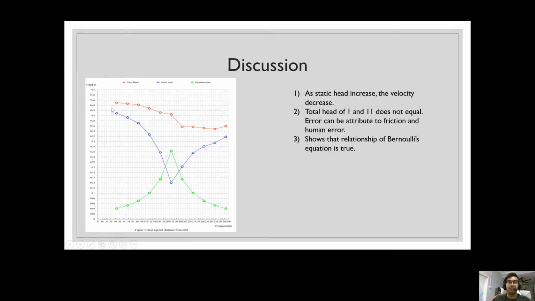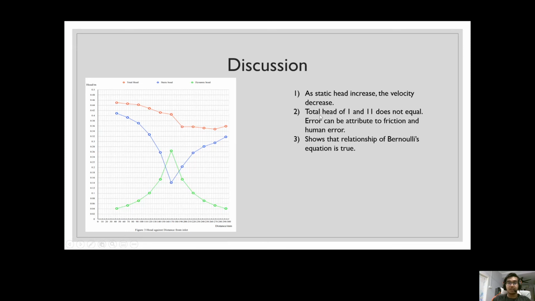Basically, as the water flows through the pipe, there is friction that causes an energy loss that cannot be obtained back. It is lost forever. This is what we see here, and the energy loss resulted in the pressure drop. As you can see, this shows that the relationship of Bernoulli's equation is true, which is one of our objectives.